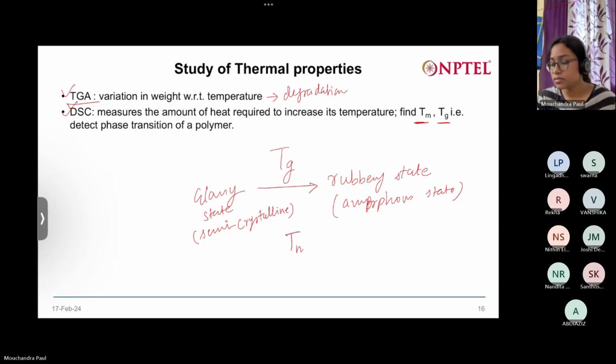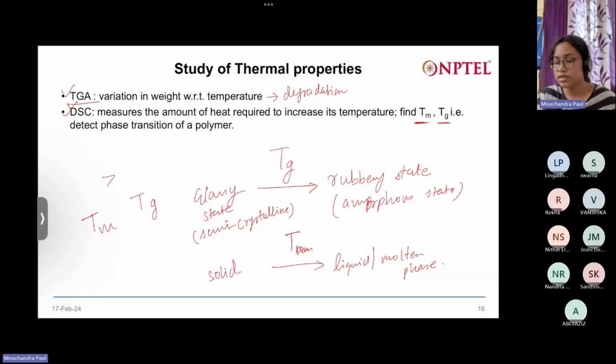Whereas Tm, here, what happens? The polymer changes from a solid phase to a liquid or molten phase. Okay. Now, tell me, which temperature will be greater? Will it be Tm or will it be Tg? Which sign should I use, greater than or lesser than, to correlate these two temperatures? Like a simple guess from whatever you have understood in the week's lecture.